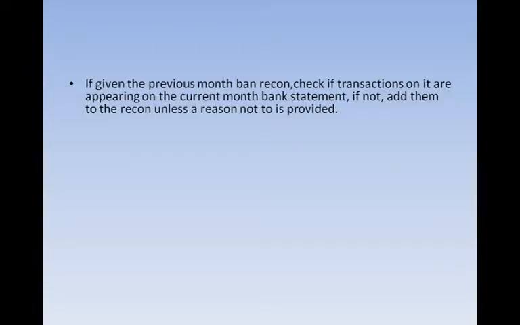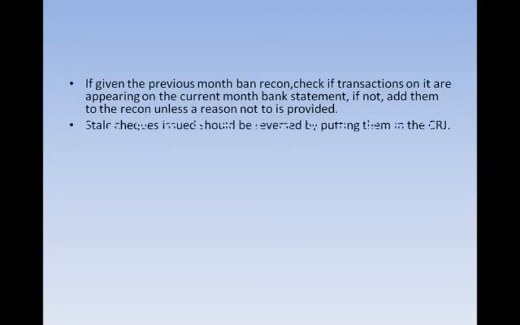You see, such transactions might mean that the money doesn't have to go out of the bank, and hence they shouldn't be written on the bank record. So unless they give you a reason, you should show a transaction from the previous month bank record on the current month bank record. Stale checks issued should be reversed by putting them in the CRJ.